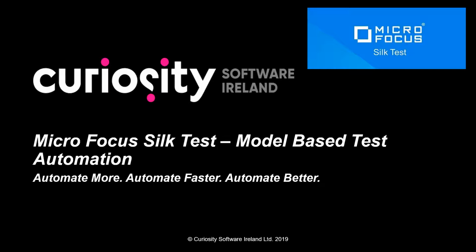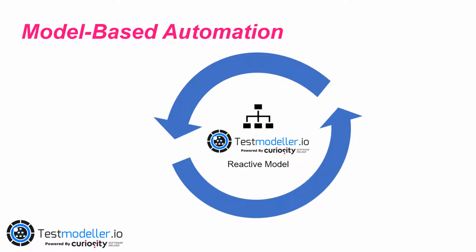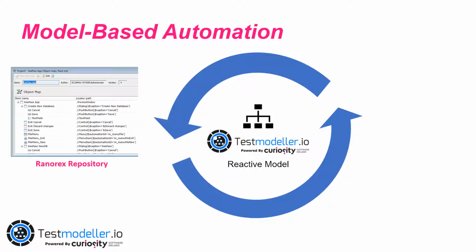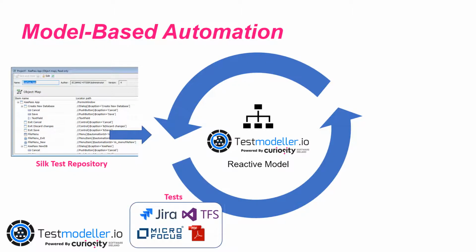In this video, we're going to be applying model-based test automation to Micro Focus's Silk Test product. At the heart of this demo is Test Modeler, which allows you to create a reactive model of how the system works. Test Modeler has full integration with the Silk Test repository for creating models rapidly. Once a model exists, you can export optimized tests into the test case management system.